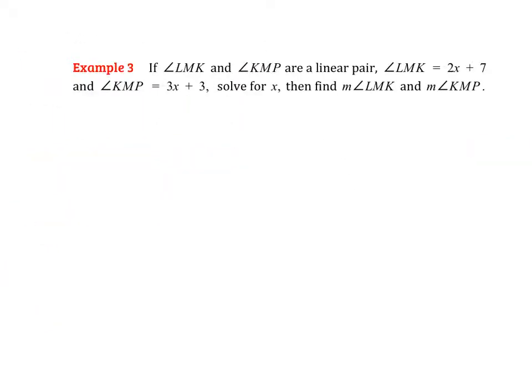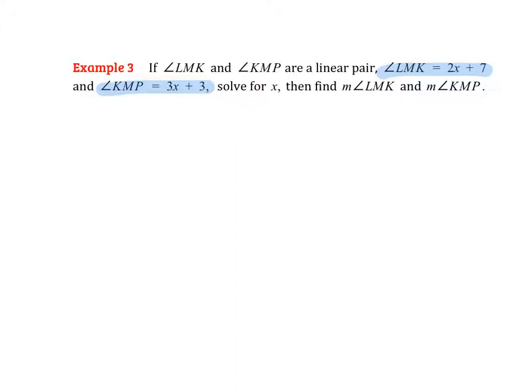Okay, we're going to try one more together. So this one says, if angle LMK and angle KMP are a linear pair, and then we have more given information. We know LMK is 2x plus 7, and angle KMP is 3x plus 3. They ask us to solve for x and then find the measures of the two angles.